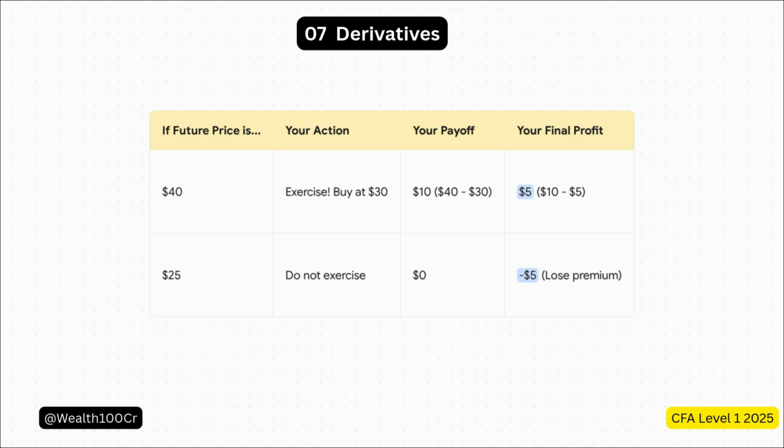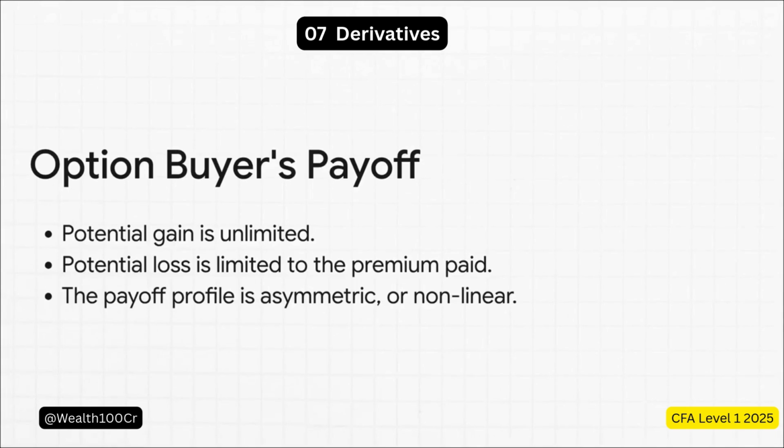Wonderful. But what if the stock price in the market is only $25? Would you be foolish enough to use your right to buy at 30? No, of course not. So you just let your option expire. You don't use it. What is your loss? It is only the $5 you paid for the premium. That's it. Do you see the magic in this?